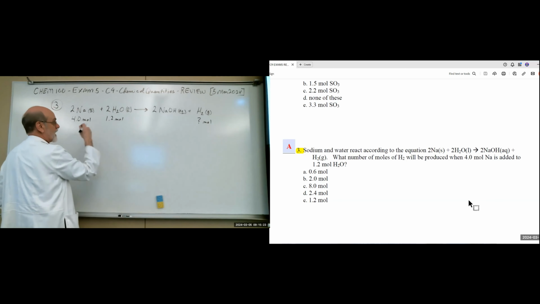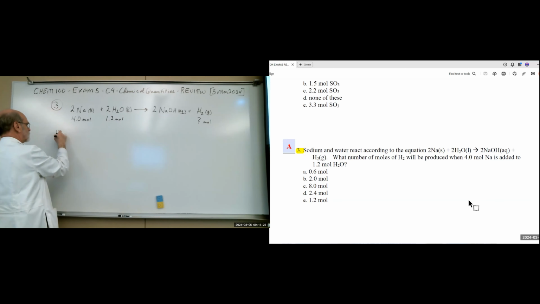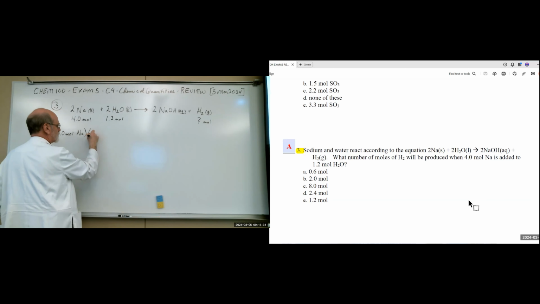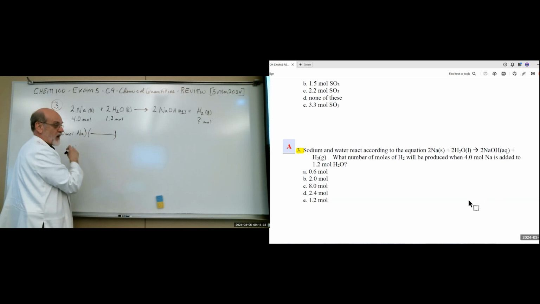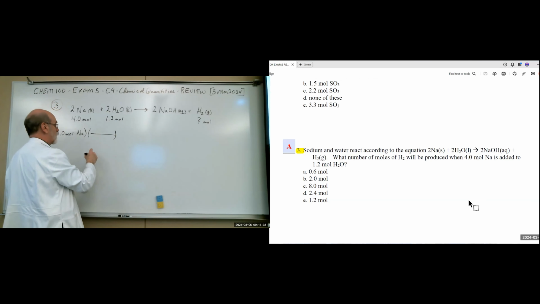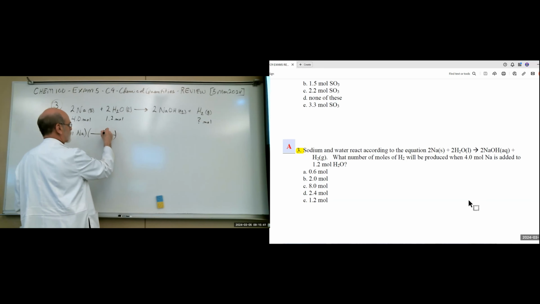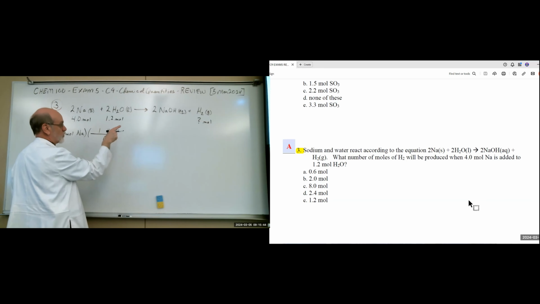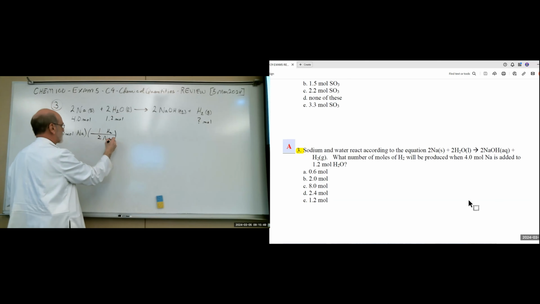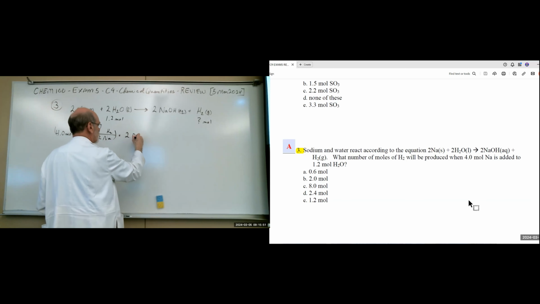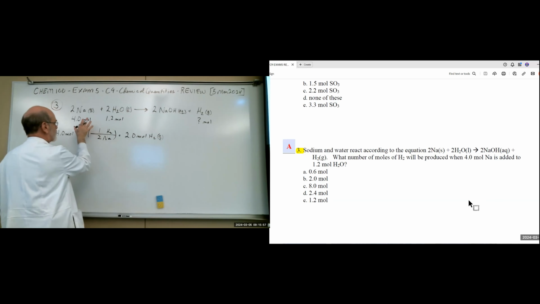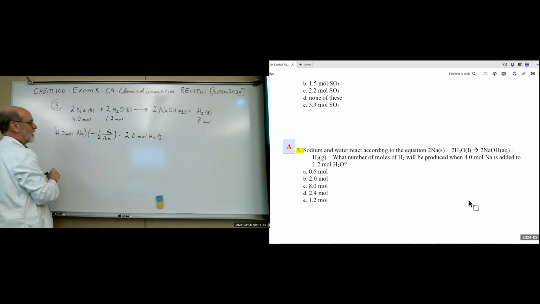All right, we're going to go sodium to hydrogen. We need a conversion factor. And in these types of problems, the conversion factor is built from coefficients of the balanced equation. Sodium, hydrogen. Hydrogen has a coefficient of 1, correct? Yes. And 2 for sodium. So that means we would get 1 mole of hydrogen gas for every 2 moles of sodium consumed. How about water?